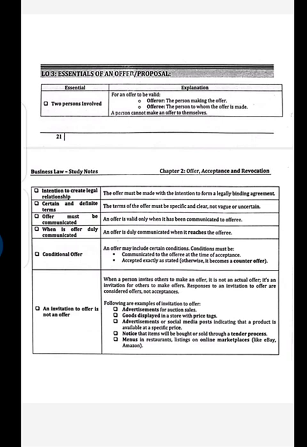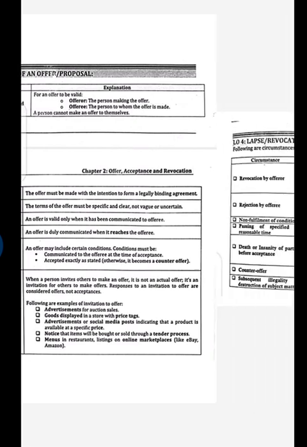Following are examples of an invitation to offer: advertisements for auction sales, goods displayed in a store with price tags, and notices that items will be bought or sold through a tender process. So these are not offers. These are invitations to offer, but not offers.